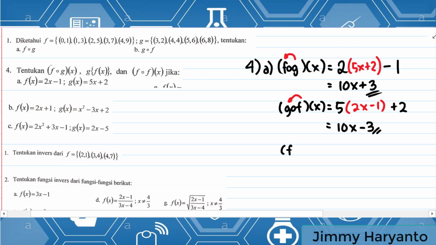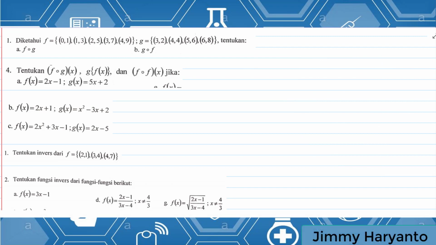Okay, the last one is FOF of x. That means you have to put F into F. So you write the F first, 2x minus 1, and then you have to change this x into f(x) again, 2x minus 1 one more time. So the result will be 4x minus 2 minus 1 minus 3. There you go. That is for 4.